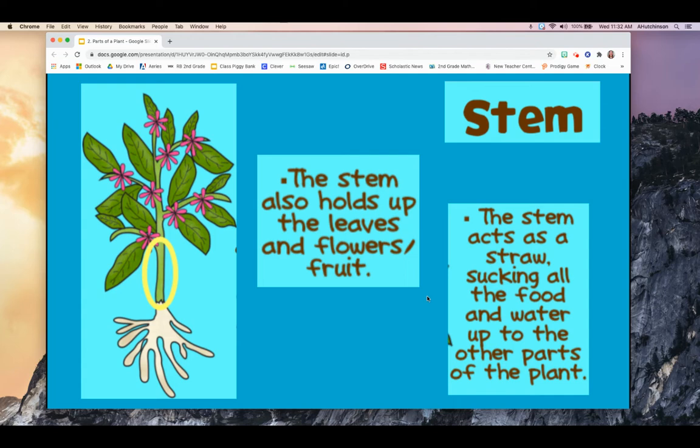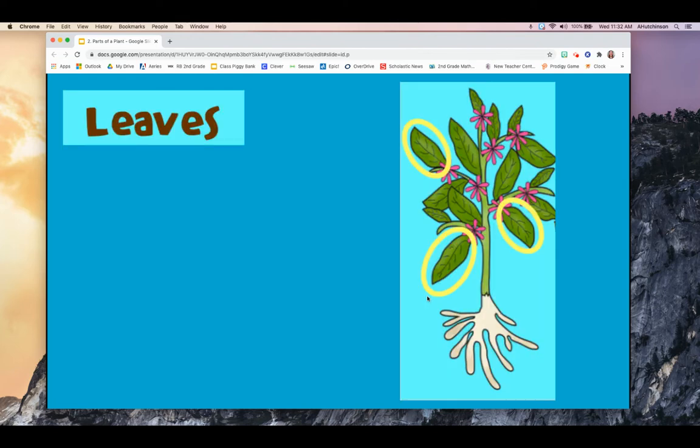Attached to the stem are a couple different parts. The first one we're going to look at are leaves. What do you know about leaves? I bet you know that most leaves are green. Also, there's these lines. They have veins.